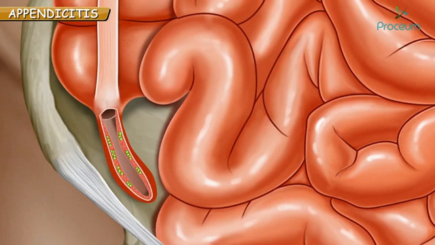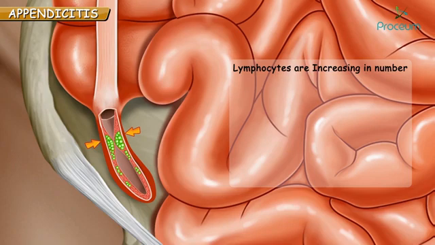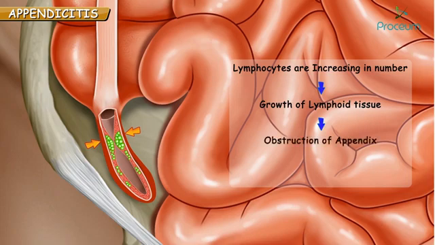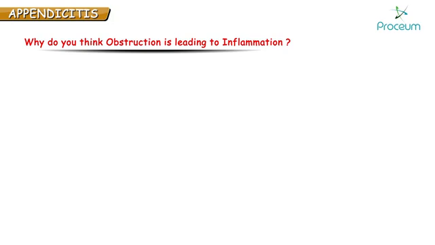Now that's normal physiology. Sometimes when there is hyperplasia of lymphocytes, lymphoid tissue outgrows, which may lead to obstruction of the appendix. So lymphocytes are increasing in number, which in turn leads to growth of lymphoid tissue, finally leading to obstruction of the appendix and making it inflamed. Now, I want you to take a pause, think carefully and tell me, why do you think obstruction is leading to inflammation? Well, I'm going to talk about fecolith first and then I'll get back to this question.